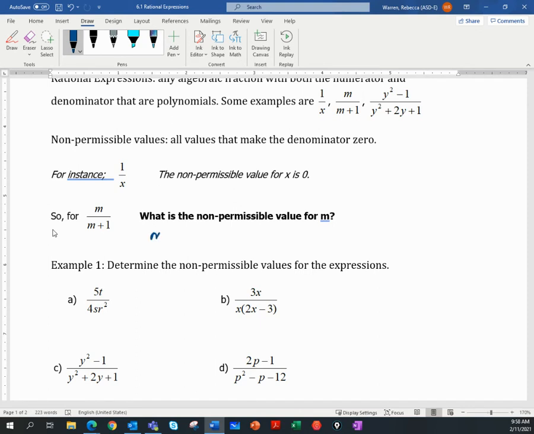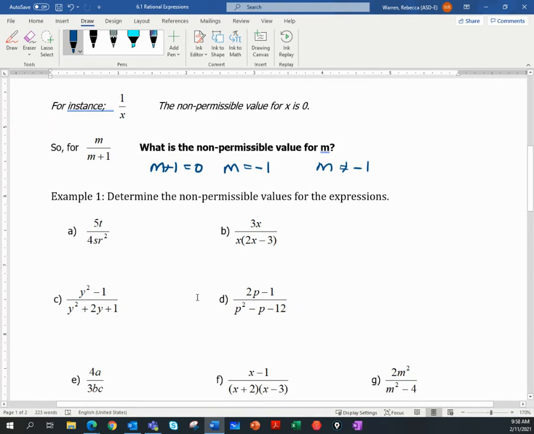So I just want to quickly explain what your method is. Essentially, you take the denominator, you make it equal to 0, and then you solve for m. So we bring 1 to the other side, so m is equal to negative 1. So whenever m is negative 1, I have a non-permissible value. So we would typically write m cannot equal negative 1. And if there were multiple non-permissible values, then we would just list them. So you'll see that down here.